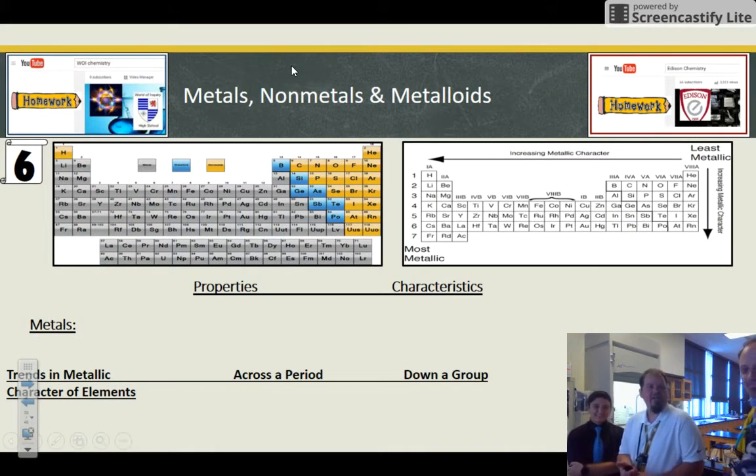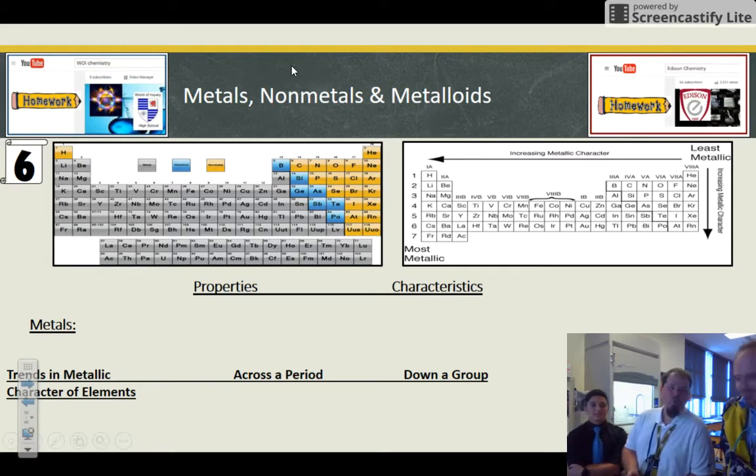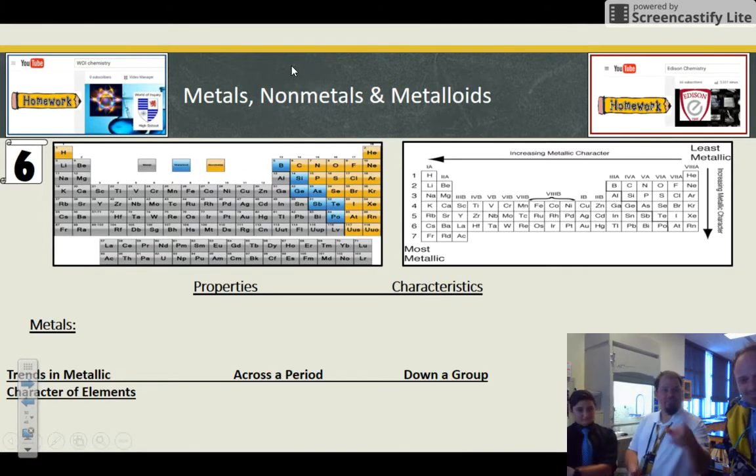Metals. They are all the silver guys. See them in the picture? Silver. Silver. Oh, silver. They're all the silver ones.